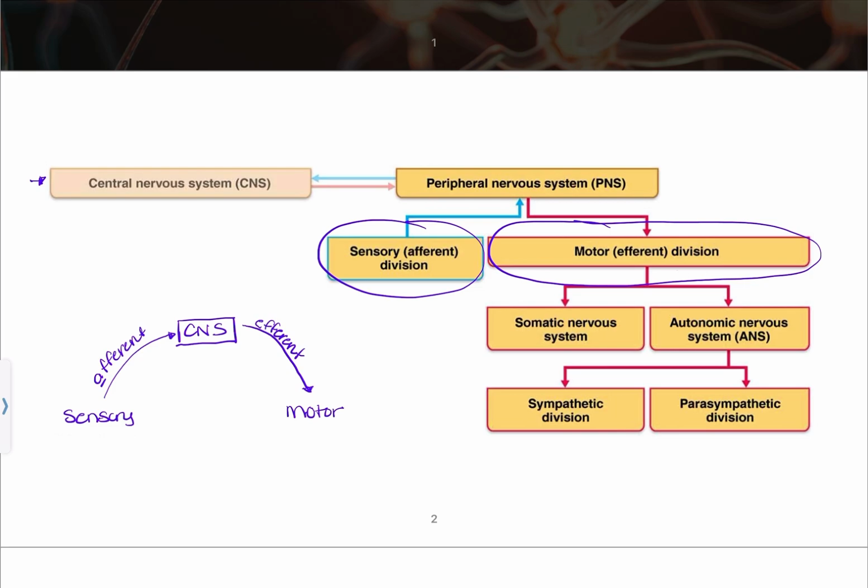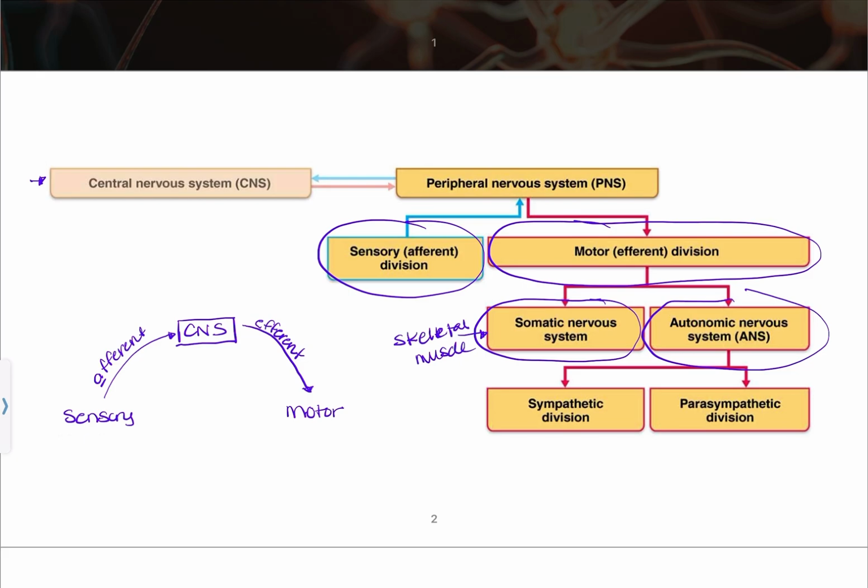So looking at our motor division, we can further break this one down. We have the somatic nervous system and the autonomic nervous system. The somatic nervous system we already talked about when we talked about skeletal muscle. So the somatic nervous system is the nervous system that innervates skeletal muscle and skeletal muscle only. When we're talking about the autonomic nervous system, that's all the other organs and tissues and vessels in our body that are going to be innervated by that.